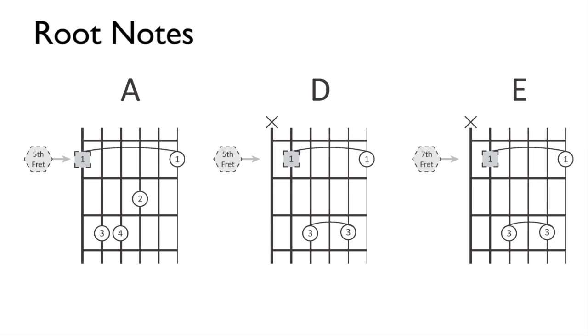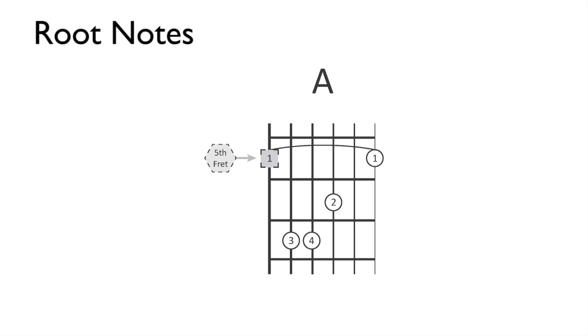Here are the three main bar chords we have been using to play our blues progression: A, D, and E. In this illustration, I've marked out the root notes for each of these chords. The root note of a chord is the individual note that defines the name of each chord and the starting point from which each chord is built. In this example, this root note would be an A note.